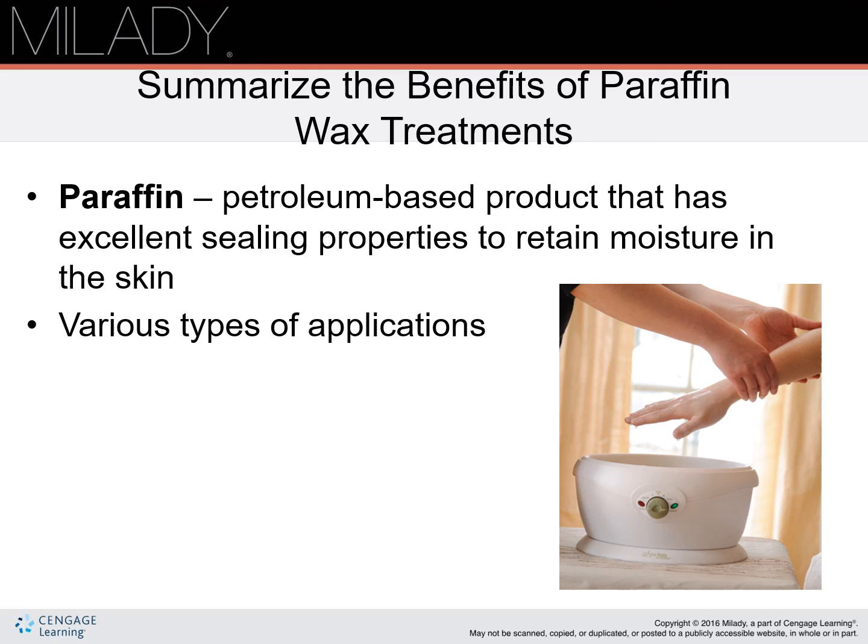Spray paraffin. In this method, a special machine with replaceable paraffin cartridges is used and sprayed onto the client's hands or feet. And then you have the single-use commercial gloves. These gloves come with paraffin lined on the inside of the glove. And of course, they're disposed of after use because they're gloves. You cannot clean or disinfect them.